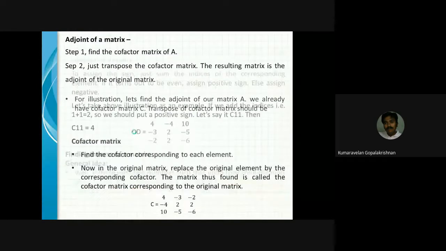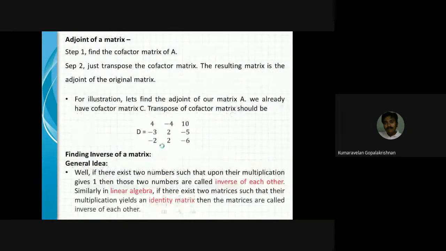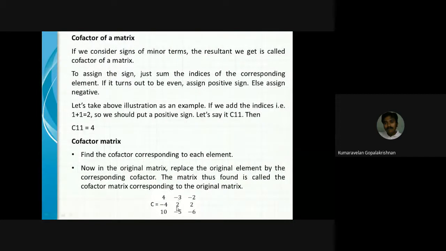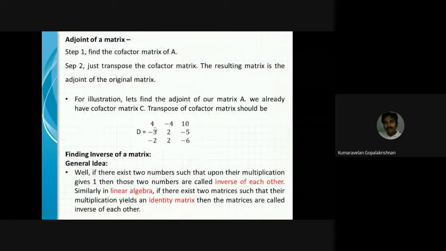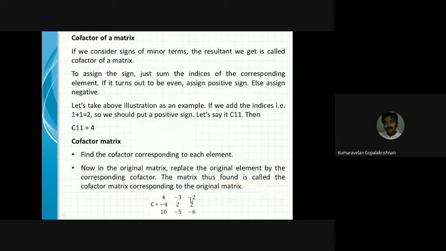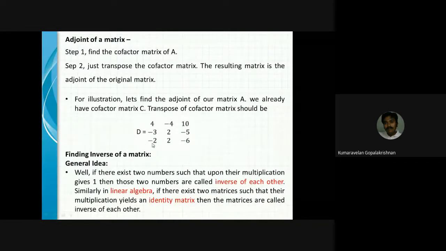See here, 4, minus 4, 10 is going to come in a row. Similarly, minus 3, 2, minus 5: this column is going to become a row. Similarly, minus 2, 2, 6: this column is going to be a row. Now, this is my adjoint matrix.